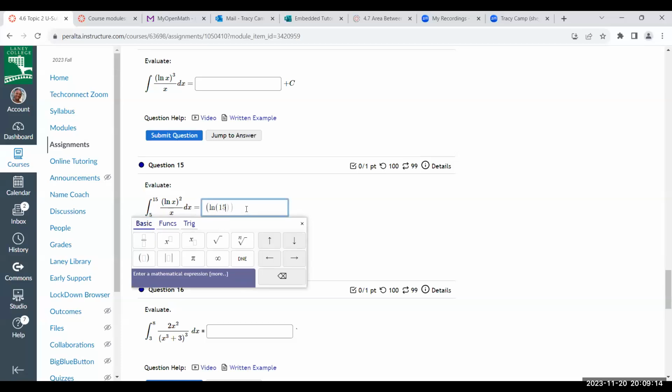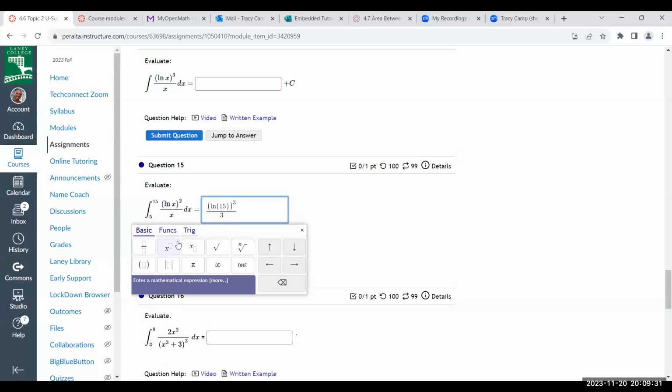Natural log of 15. Oh, whoops. I keep forgetting that if you type anything right after you type natural log, it automatically puts parentheses there. I'm just going to copy this and paste it. Minus, and it was natural log of 5.